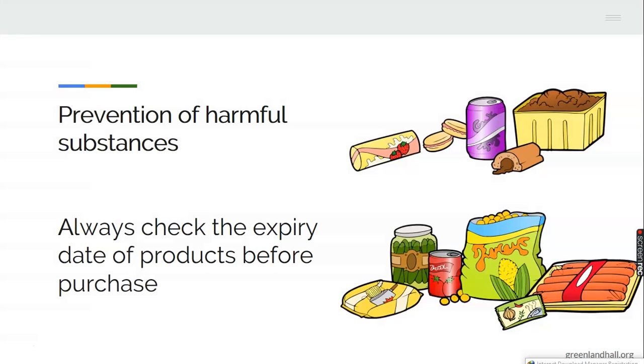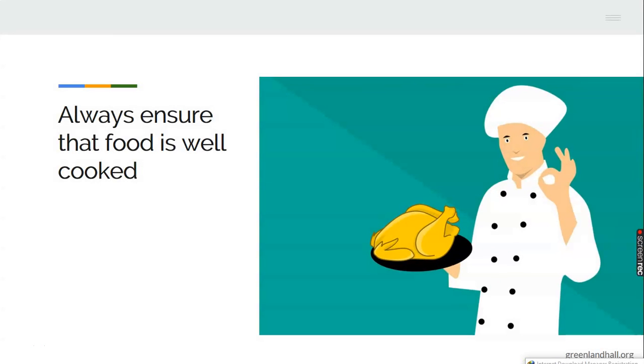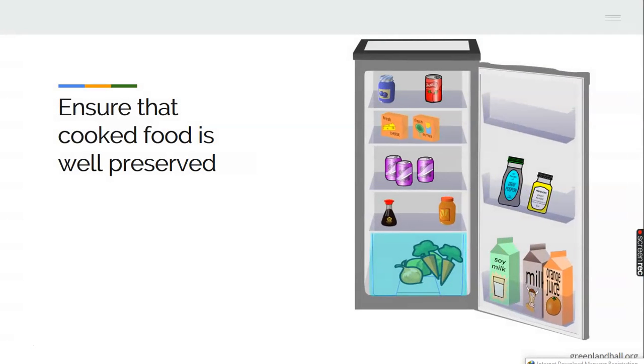You prevent it by always checking the expiry date of a product before you buy. Make sure the expiry date is still far ahead, way ahead, from the time you are buying it, so that in case you do not eat it on time, it will not expire and cause harm. Always ensure that food is well cooked. Ensure that cooked food is well preserved if it is not finished on the spot. If you cook food now and you don't finish it, make sure it is well preserved. You can do that with the refrigerator.